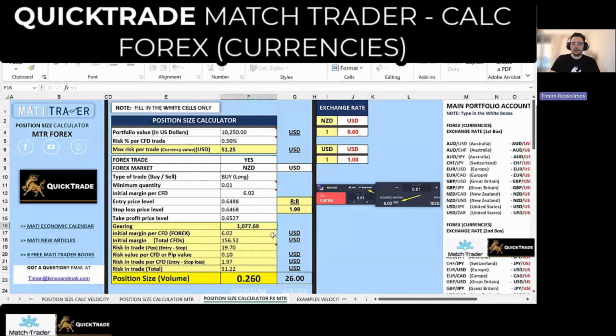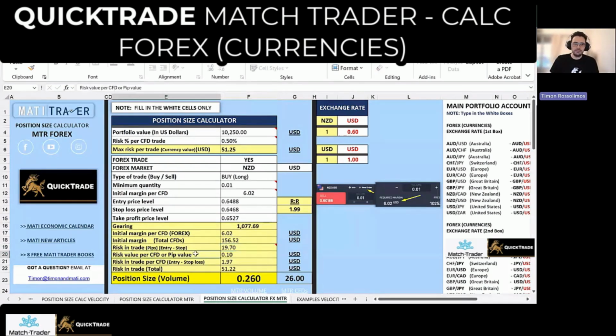The gearing is quite high because the initial margin is very low. So you put in very little money in order to trade the NZD USD. So the initial margin is $6. The initial margin total CFD is $156. The risk in trade is 19.70 points or pips. So it's the entry price minus the stop loss price, and it gives you the risk in trade.